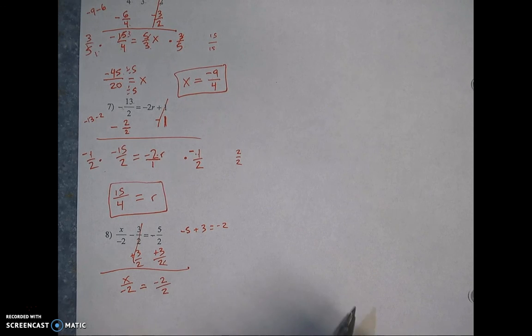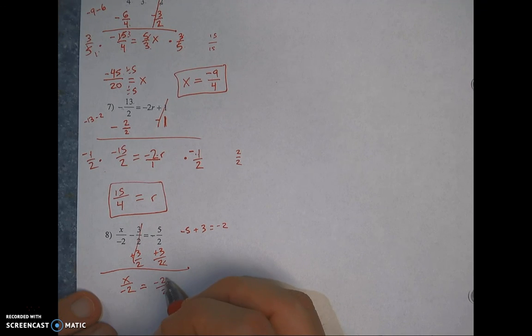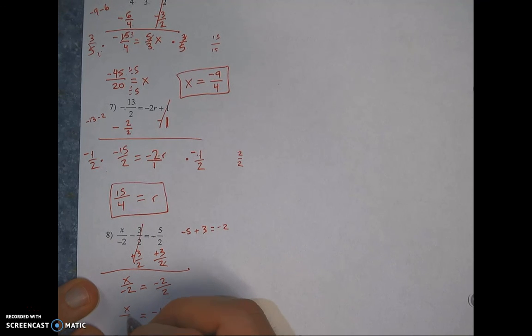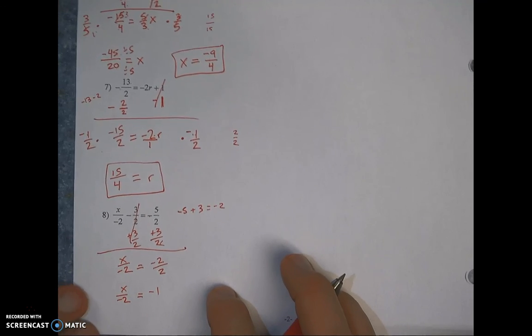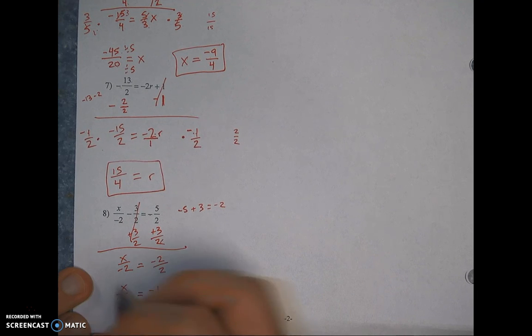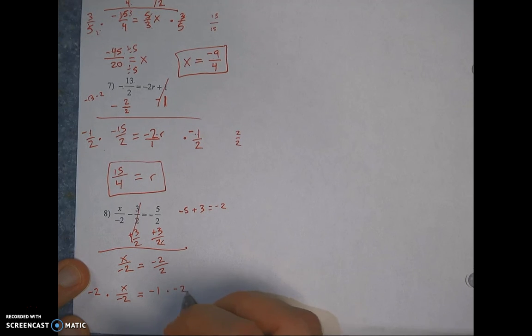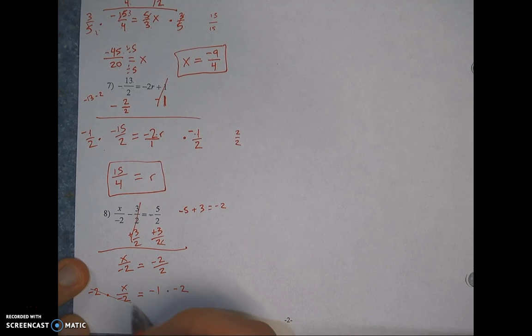Now you could simplify that, and I would suggest that you do. Negative 2 over 2 is negative 1. Bring this down. Now it looks like a normal question that you're used to. Multiply, because this says divide by negative 2. So what am I going to do? I'm going to multiply by negative 2 to cancel it. These go away. X is equal to, negative times a negative is a positive 2.